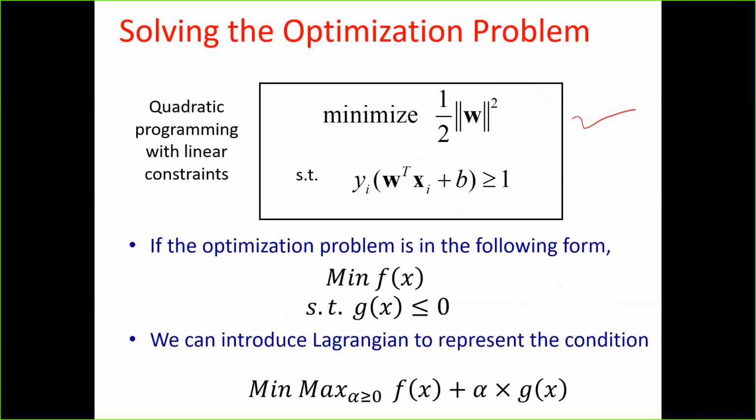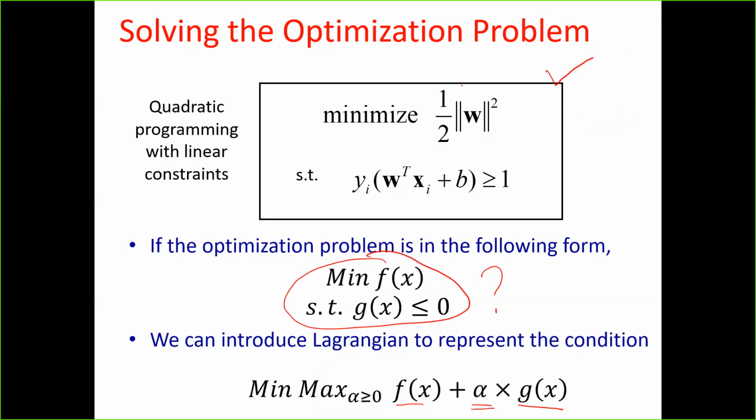So if you have any optimization problem that is of the following form, minimization of f of x subject to the constraint that g of x less than or equal to 0. If it is in this form, we can introduce a Lagrangian to represent the condition as part of the objective function, something like this. So f of x plus alpha times g of x, subject to the maximization over alpha greater than or equal to 0, right? So now look at our objective function carefully and tell me, is it in this form?